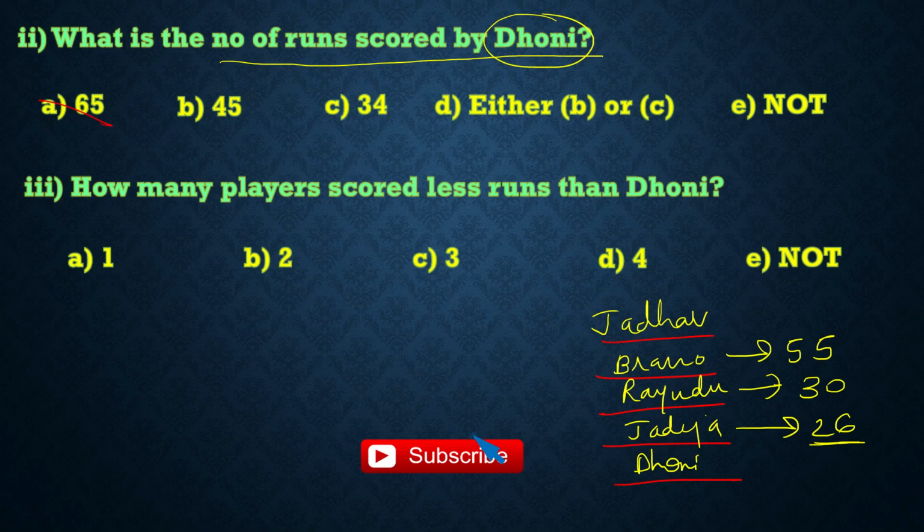65? No. 45? No. 34? No. D is also cancelled. So none of this is the answer. How many players scored less runs than Dhoni? Less runs than Dhoni, no one is there here. So none of this is the answer.